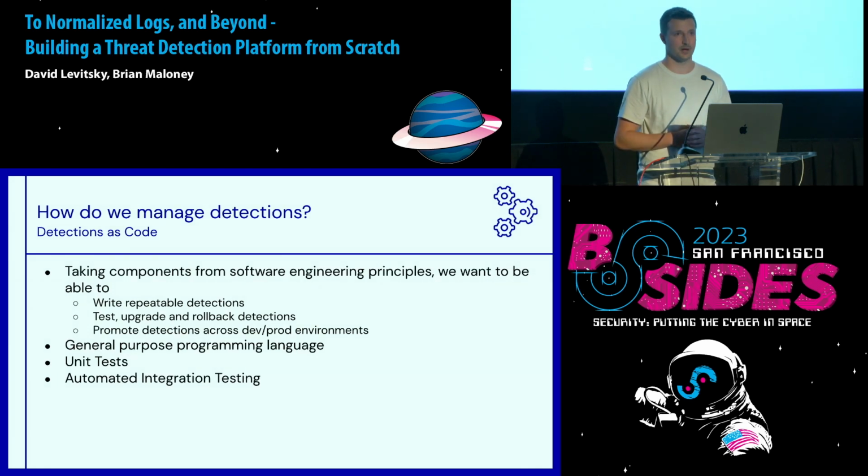So you want to be able to write repeatable detections. You want to have a centralized source of truth for them. You want to be able to test them, upgrade them, and roll them back in case of a bug. And you also want to be able to promote them across different dev and prod environments. So by the time a detection, or your software service, gets to a production environment, you should have full confidence in its ability to do the job that you want it to.